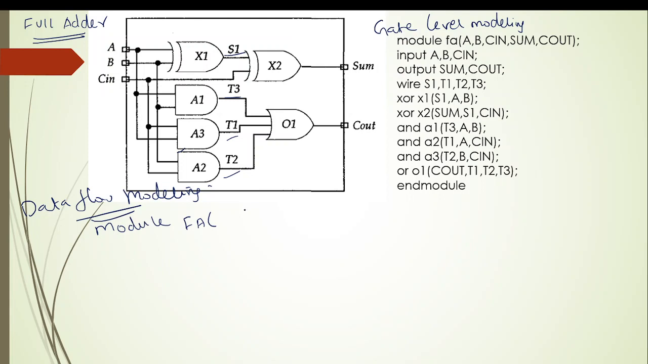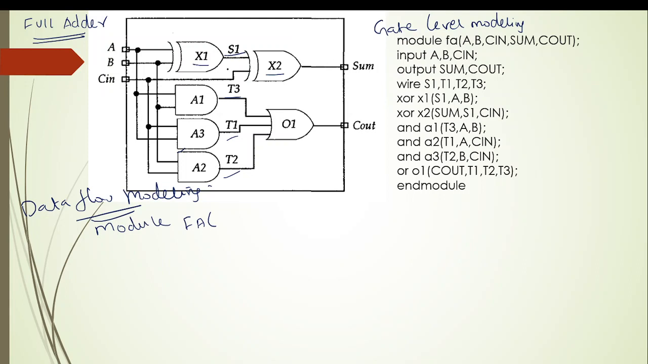The port list can be written based on the signals which act as an input to the full adder and which act as an output from the full adder. Only those signals can be written in the port list. S1, T3, T1, T2 are not in the port list. Why? Because these are all intermediate signals. The output of the first XOR is connected to the second one. This will not appear on the outside, so I don't bother about the value of S1 on the outside.